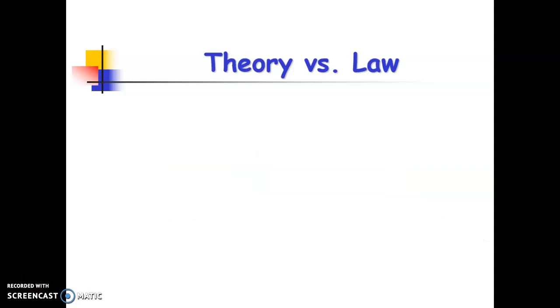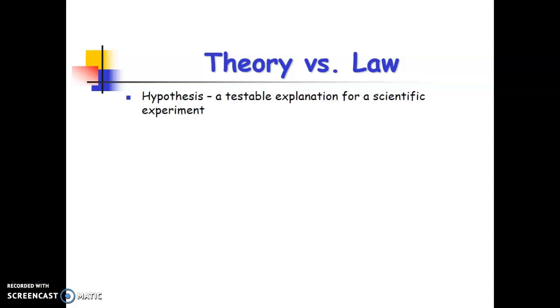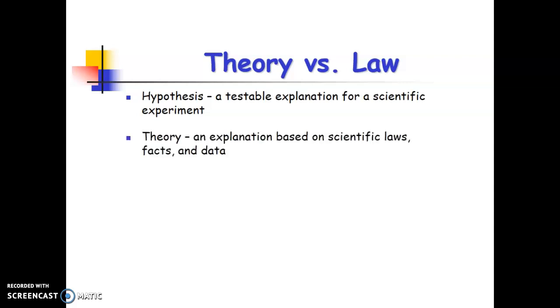Finally, there's a couple of important terms associated with experiments and running experiments. We saw hypothesis already, a testable explanation for our scientific experiment. We made a hypothesis before running our experiment. Theory and law, these come from running multiple experiments and making observations. First, a theory. Now, both theory and law are very strong concepts. A theory is an explanation based on scientific laws, facts, data, information that we know about the world around us. No evidence that we have has been able to disprove a theory.